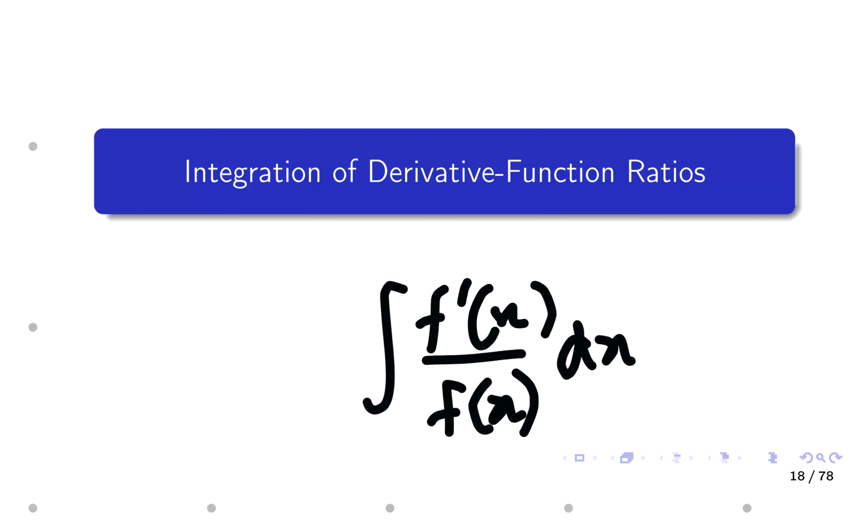So you have a derivative at the top, and you have the function whose derivative you have at the top at the bottom. You have a derivative numerator and the function denominator. So how do you integrate that? That's what this is about. First, let's look at something really close to that.